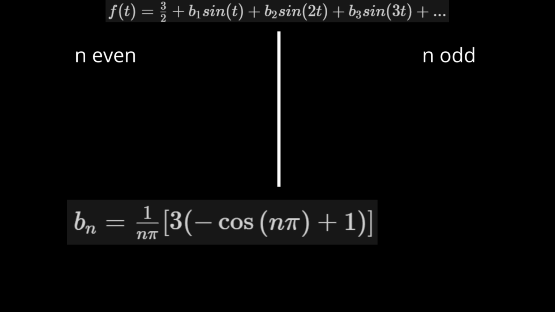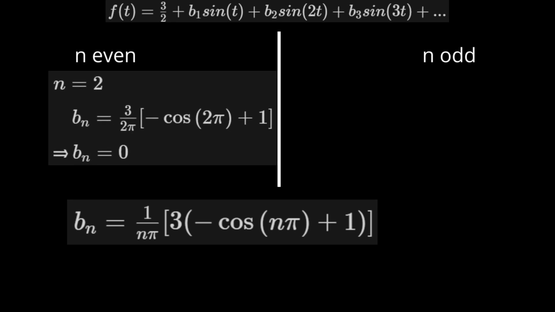Due to this, we have two cases: when n is even and when n is odd. Suppose n is even, say 2, then bn would become 3 by 2 pi multiplied by minus cos 2 pi plus 1. We know that cos of even multiples of pi, that is 2 pi, 4 pi and so on, will always be equal to 1. And finally, minus 1 plus 1 would always become 0. And hence, when n is even, bn is always equal to 0.